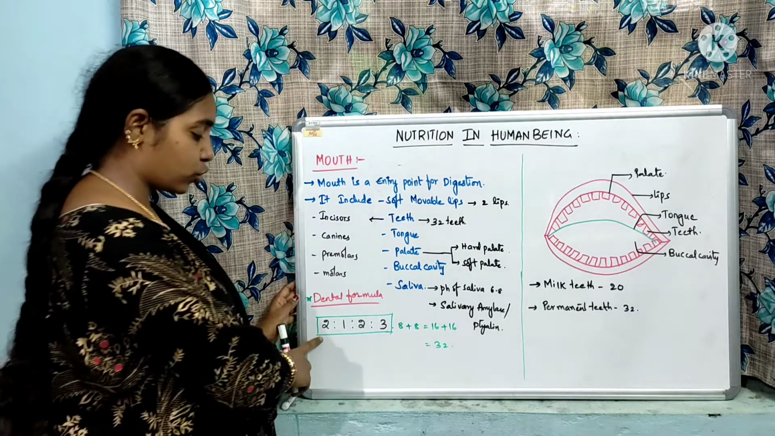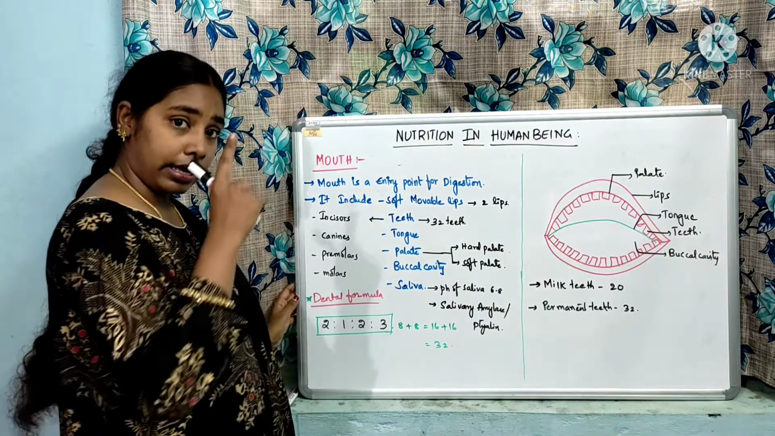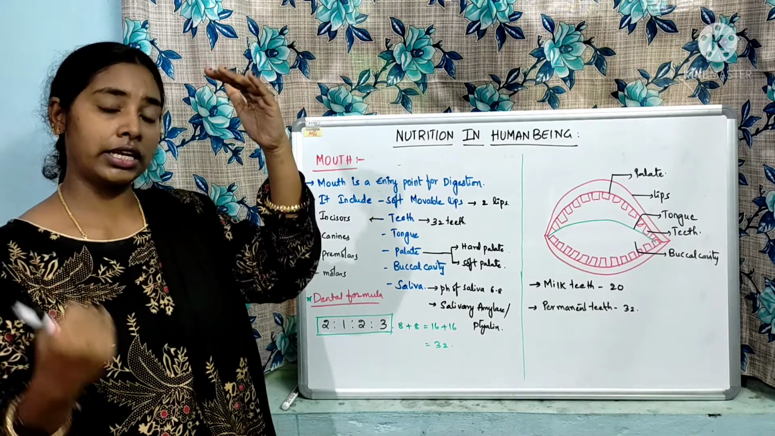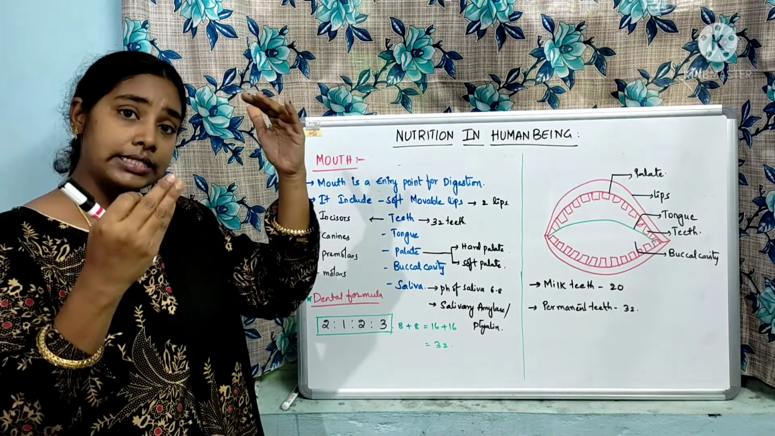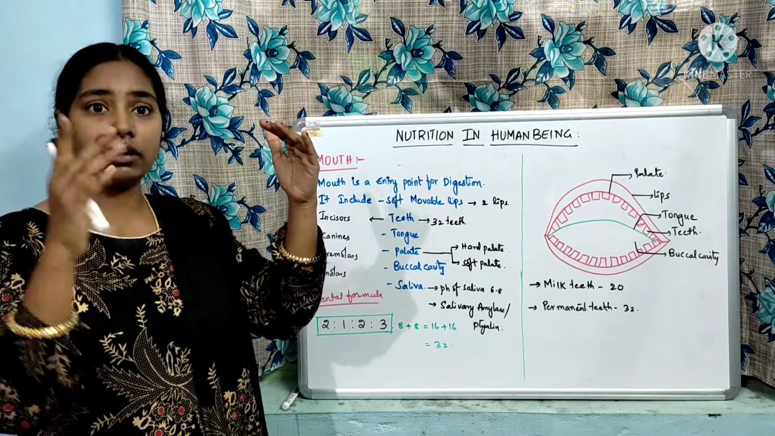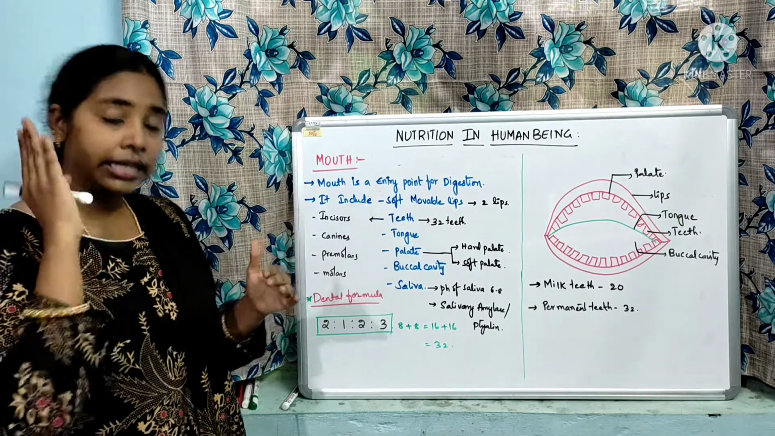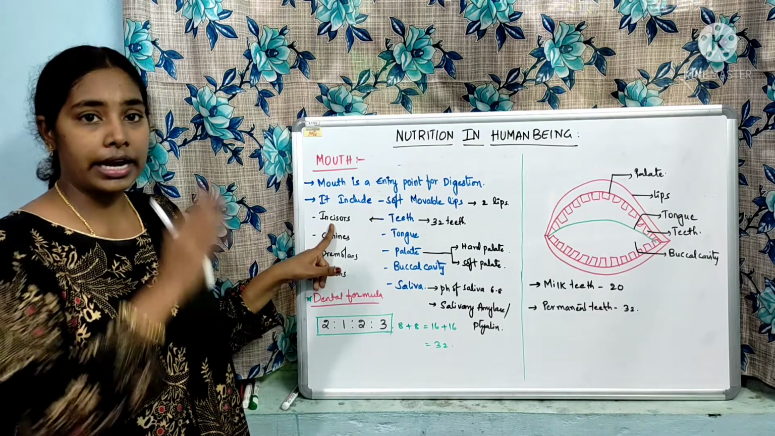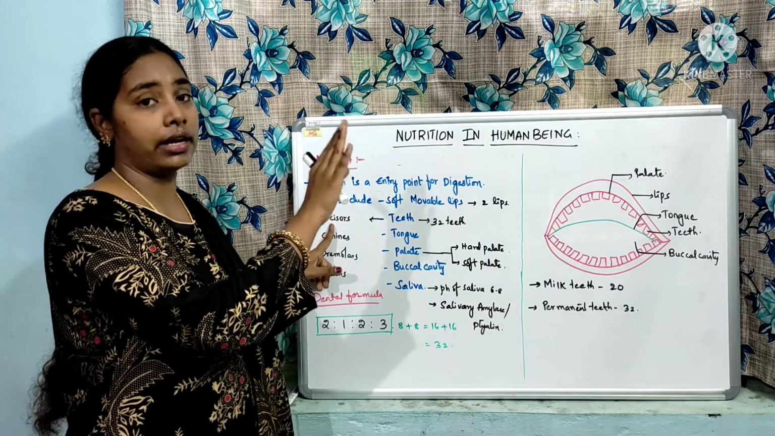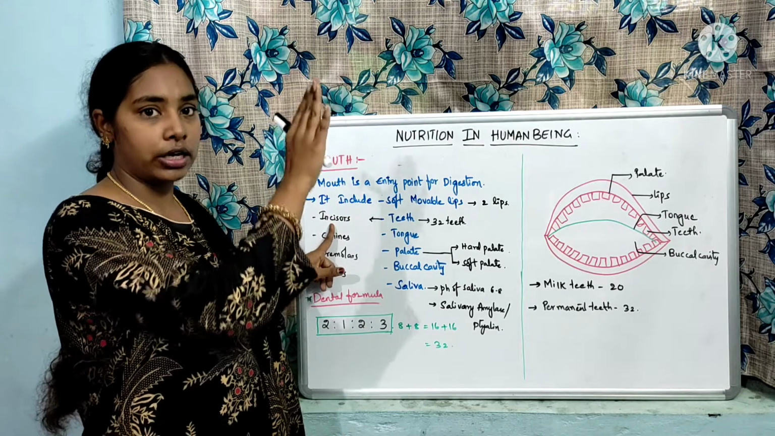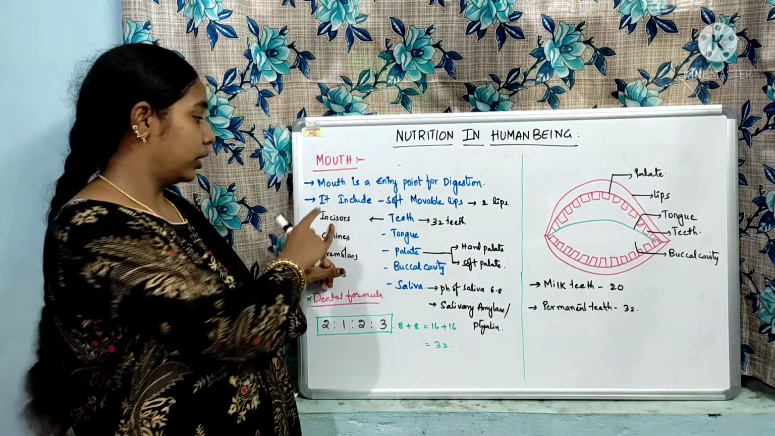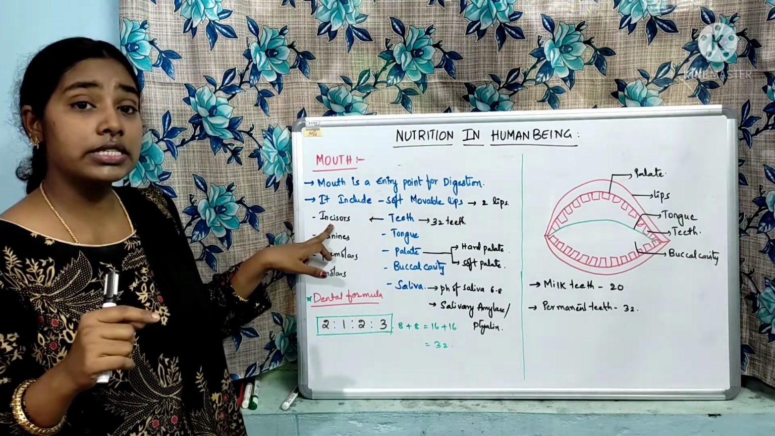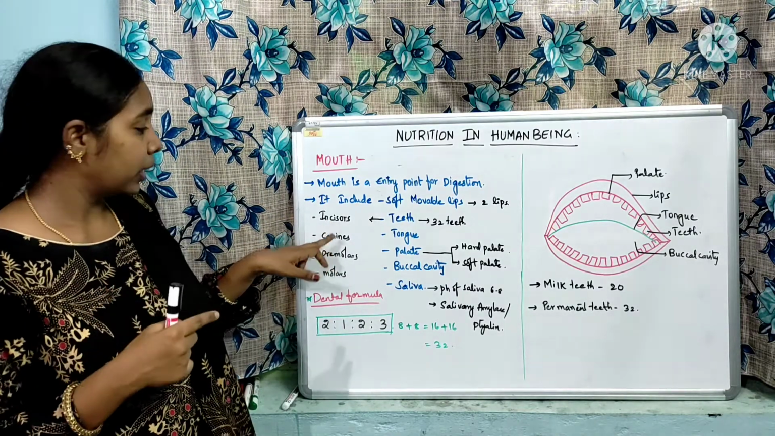So what is 2? 32 has 16 in one jaw, 16 in the second jaw. That 16 is halved again, 8 plus 8. The right part of your jaw contains 8. Upper jaw contains 8. In that 8, 2 are incisors. One is canine. The function of incisors is cutting, as I already said.